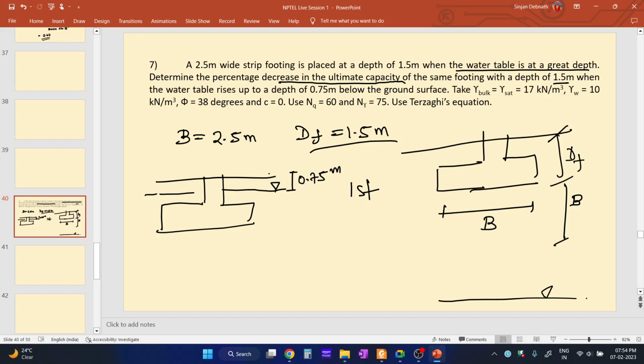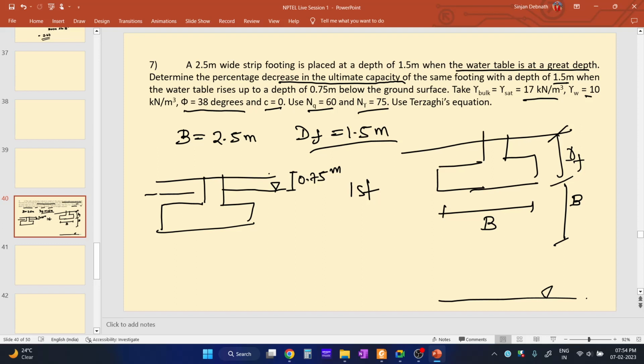Take gamma bulk equal to gamma sat equal to 17 kilonewton per meter cube, and the unit weight of water is 10, phi is 38 degrees, C is 0, this is a sandy soil, Nq is 60, N gamma is 75. So first of all, we need to determine the percentage decrease in ultimate capacity.